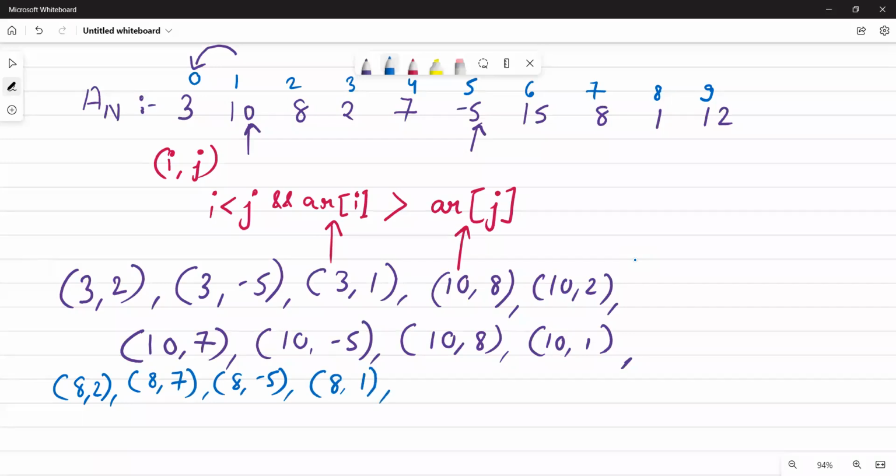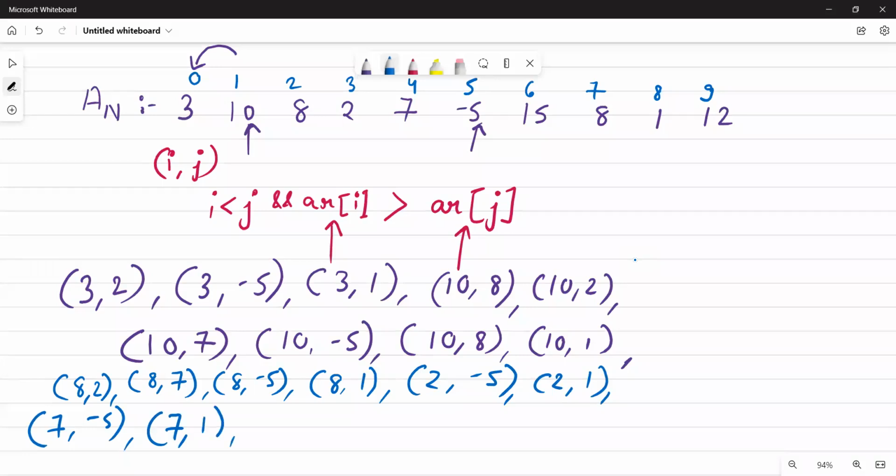Okay. Now coming on to 2. With 2, 7 is not possible, but 2 and minus 5 are possible, right? Then 2 and 1 are also possible. Remaining won't be qualified. Now moving on to 7. With 7, it is minus 5. Then with 7, it will be 15 or not? No. 7 with 7, it will be 1 now.